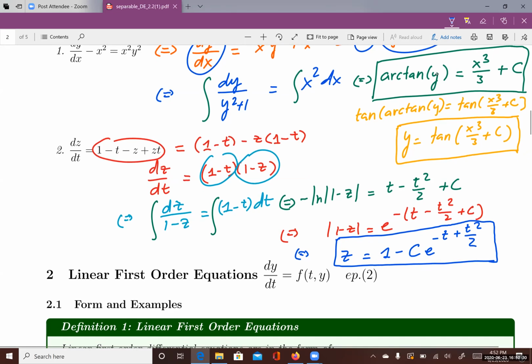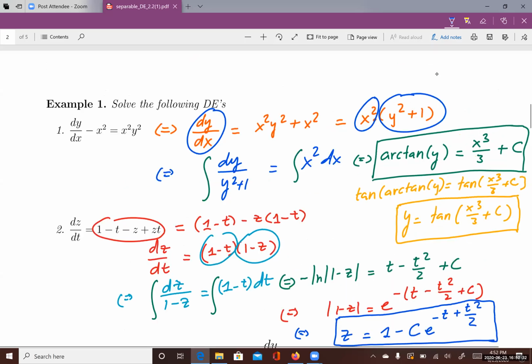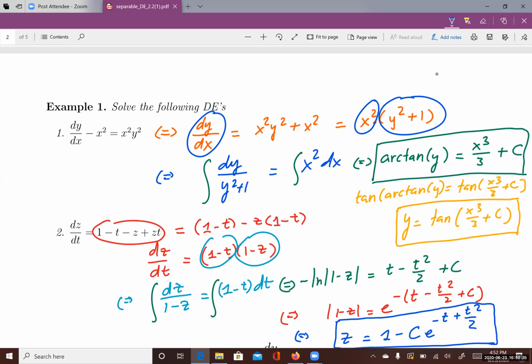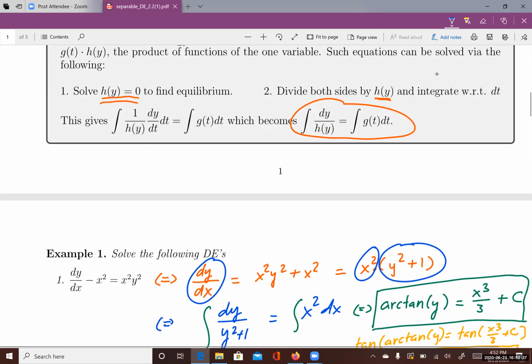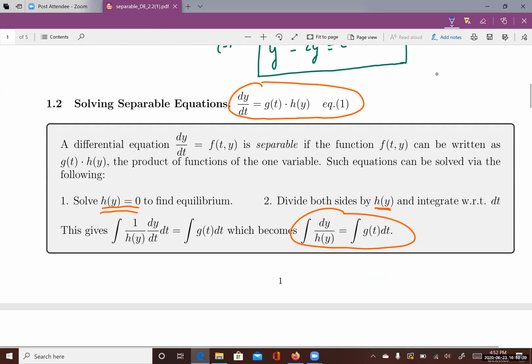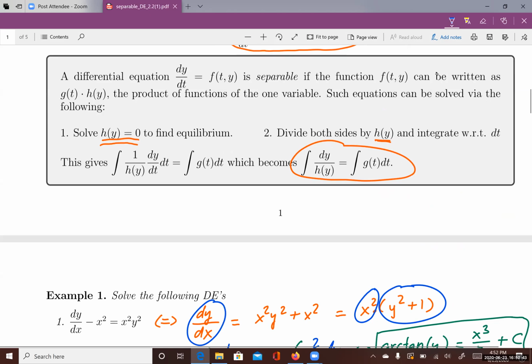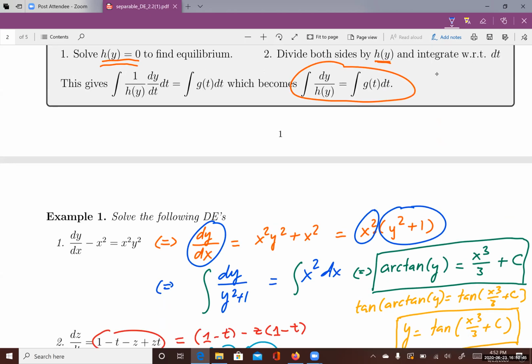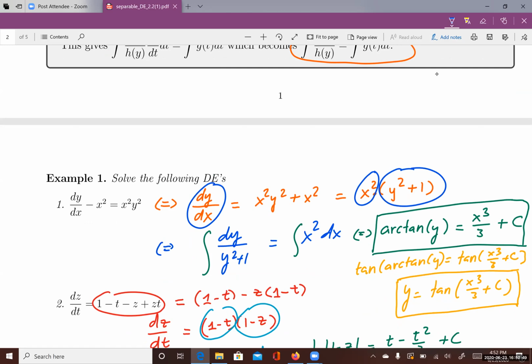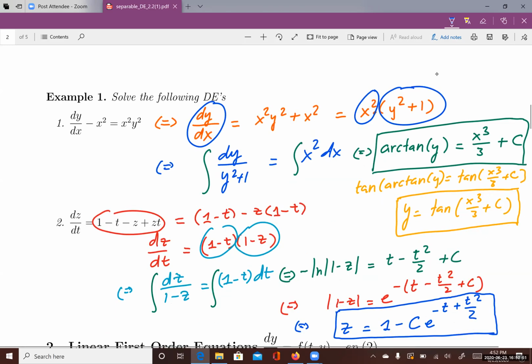All right, so again, once you can identify a differential equation as a separable equation, the next step is you just move the dependent variable to one side and the independent variable to the other side and do the integrations to get your solution.